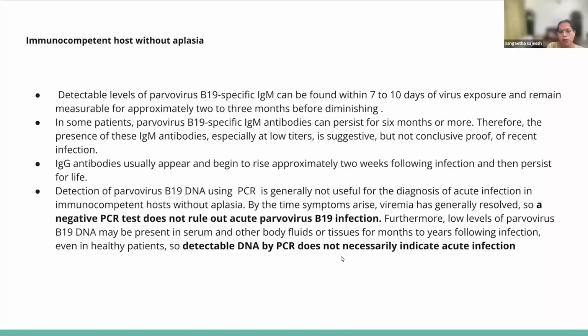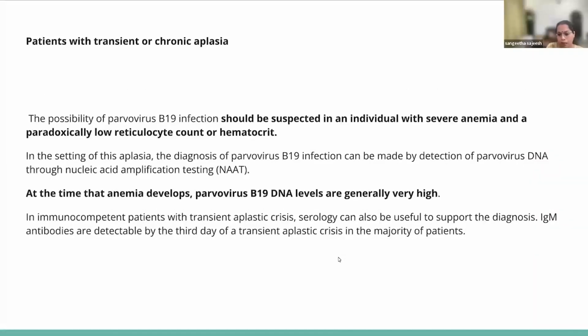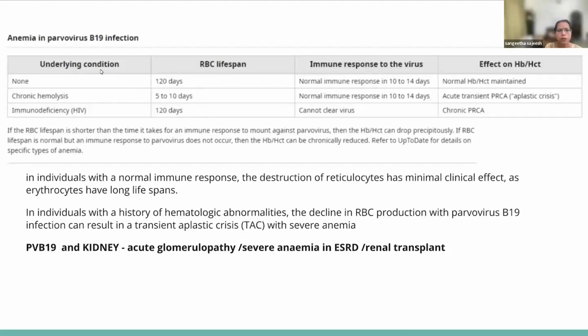So what we have to see is whether the patient has an appropriate setting with clinical features suggestive of parvovirus B19 infection, that is, severe anemia with a very low reticulocyte count or hematocrit. Such an individual we should suspect of having parvovirus B19 infection. At the time of anemia, when the patient develops parvovirus B19, DNA levels are generally very high. And we can do either the PCR test or NAT, or we can do a bone marrow study if other tests are negative.